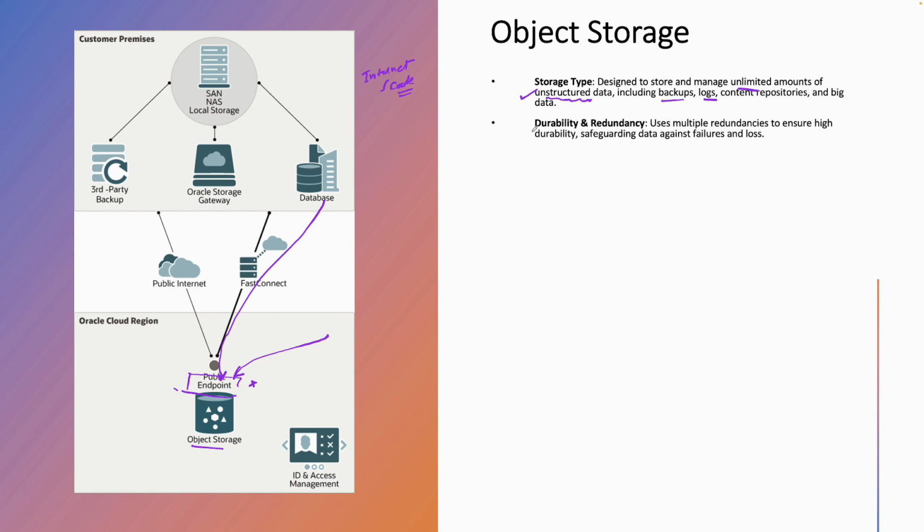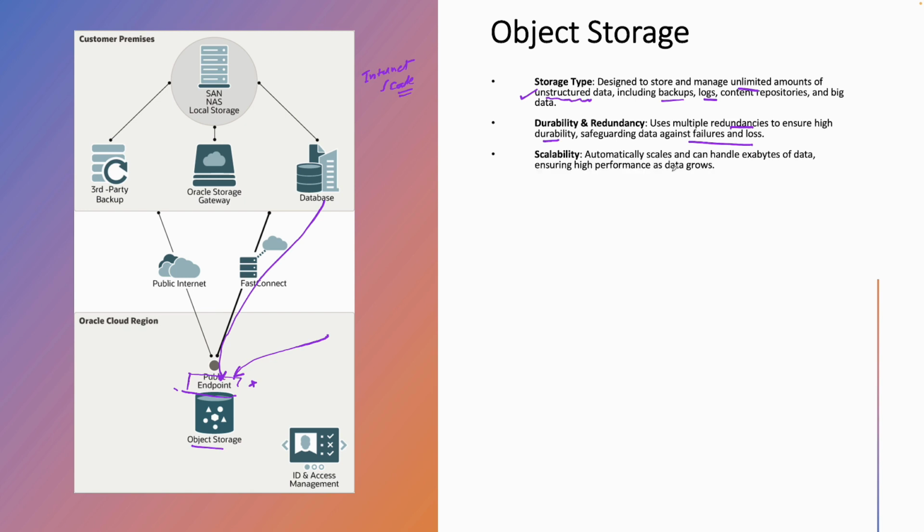And we also studied durability and redundancy in previous videos, and the same is the case here. It uses multiple redundancies to ensure high durability and safeguards against failures and losses. So I think this is a common point now. Durability and redundancy you'd get across all the storages. So block storage gives, file storage gives, and object storage gives.